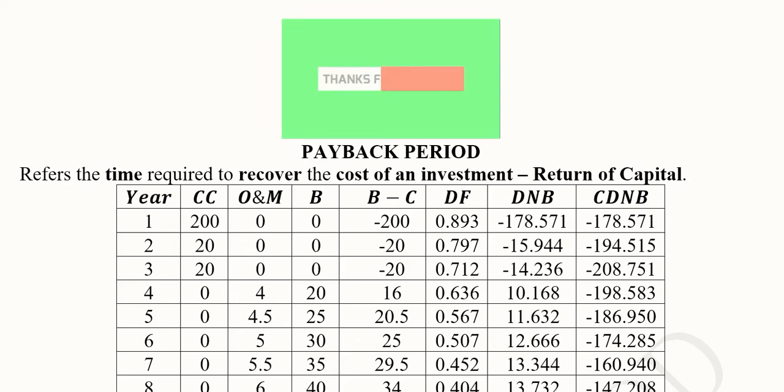Hi there. After understanding NPV, IRR, BCR, and NKR, we will learn about the fifth of the discounted measures of project worth, which is known as payback period.